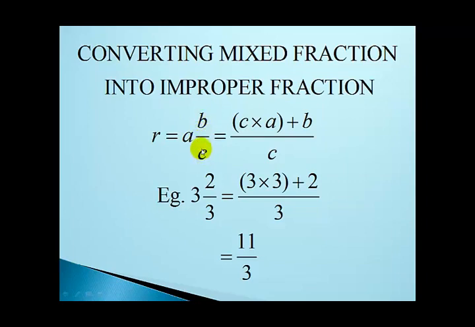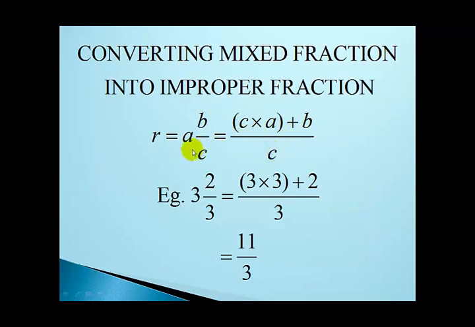So if you want to convert the mixed fraction into improper fraction, we multiply the denominator of the fraction by the whole number. That is C times A. And that is how come we have C times A in bracket. Plus, then we add the results to the numerator. That is B. And that is how come we have plus B. All divided by the denominator of the fraction. That is C. So R is equal to C times A plus B, divided by C.